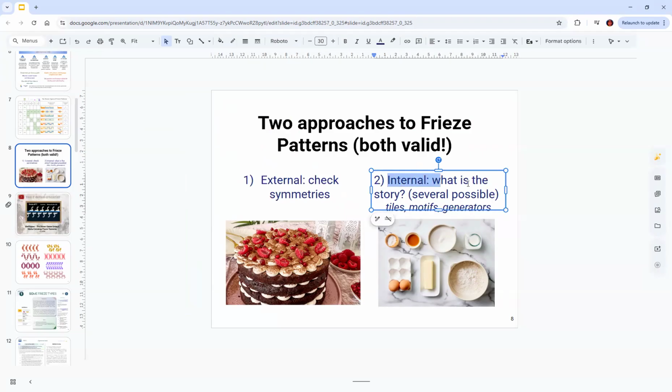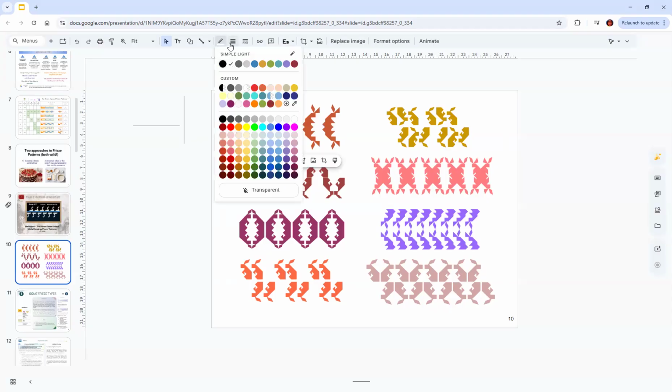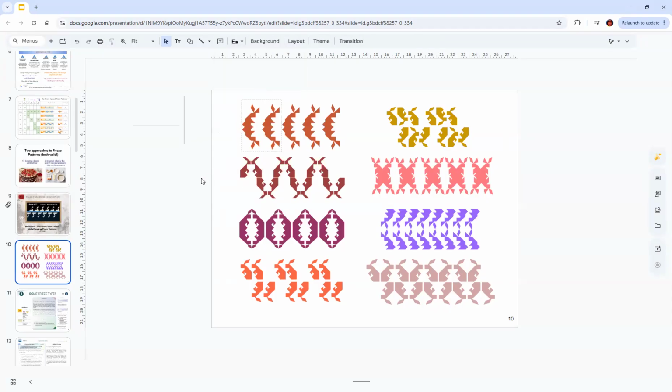Let's check on internal. What's the story? So you know that a Frieze pattern, just by definition, is repeating something infinitely many times from left to right, in all directions. So you could try to say, okay, this is the tile. Let's put it here in this color. This is something that would generate this tile. That's right, because if you copy it over here, and of course here it would just continue.